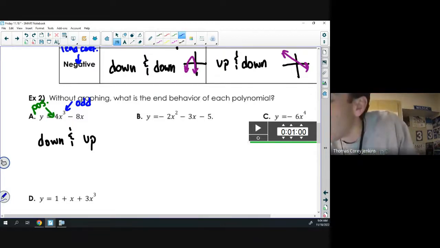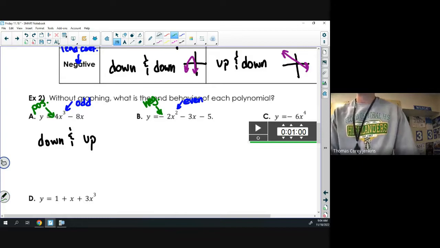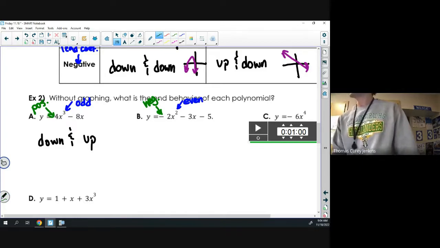So anyways, next one is even degree. So we're thinking parabola. This one actually is a parabola where A is negative. So that's either up and up or down and down. Which one would this be? Any thoughts? Somebody knows. We just did a whole chapter on these. Down and down.